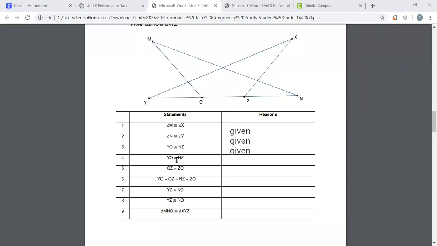YO is equal to NZ in statement 4. But you look at the previous statement. Whenever you're at a statement in a proof, you always look at the one before it or more than one statement before it. But this directly makes a connection with statement 3. So if I say 2 segments are congruent, you would say they're the same length. Well, statement 4 says YO equals NZ. And that is read as the length of YO equals the length of NZ. And how do we know that? How can we draw that conclusion? Because of the definition of congruence.